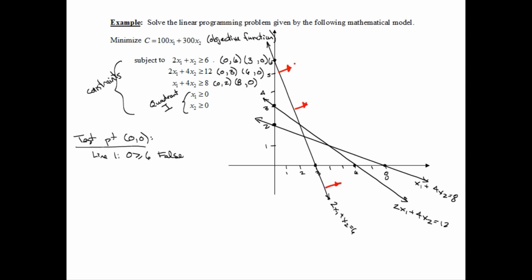So that's this one. And I move to the second one. When I put in my 0, 0, I get 0 greater than or equal to 12, which is also false. So once again, I'm going to shade away from the origin. Okay, and I'm looking to see which one it is because I've labeled my lines. So this one gets shaded away from the origin.